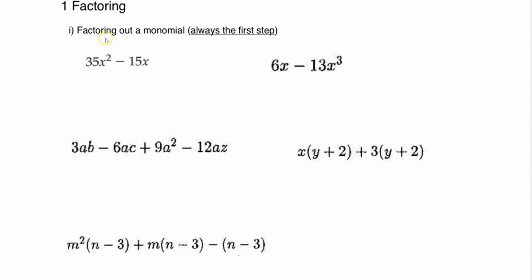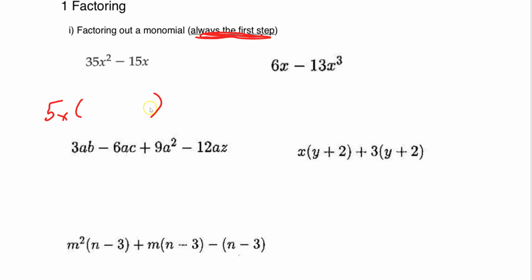So step one, this is always the first step, is you want to factor out a monomial. Factor out what they have in common. So when you factor out a monomial, you look at your terms and you see what they have in common. What could I divide both of them by? So in this case, I could divide both of these by 5 and an x. So you pull a 5x out.